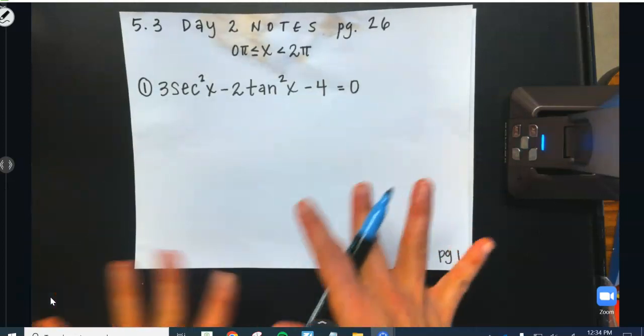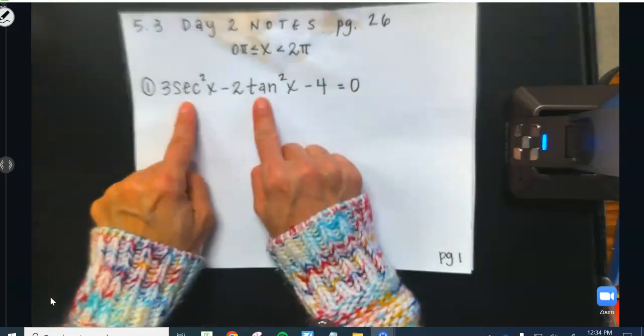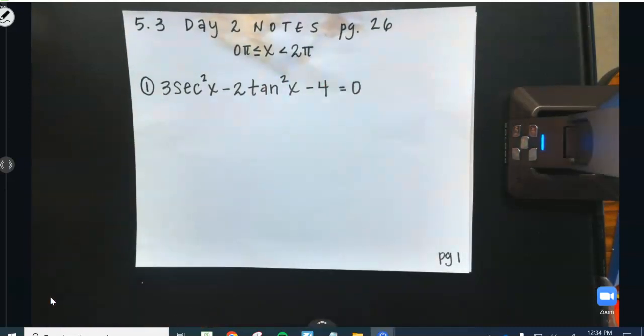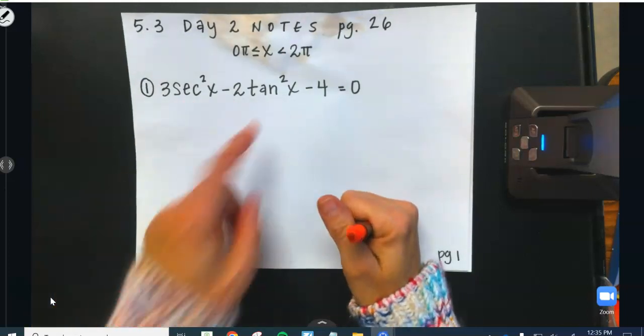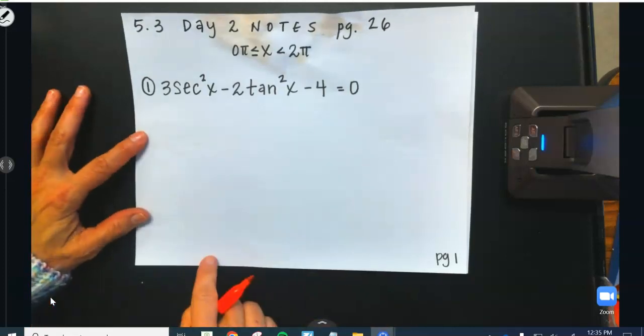So what's different looking about this from yesterday? They're different trig functions. We have to write them the same. So we are going to be using our favorite little identities over there. I see a secant and I see a tangent, so I'm going to do the I-tan secretly thing.